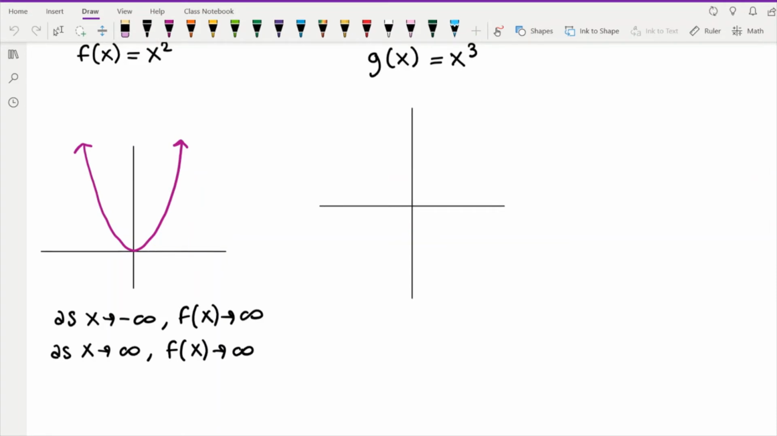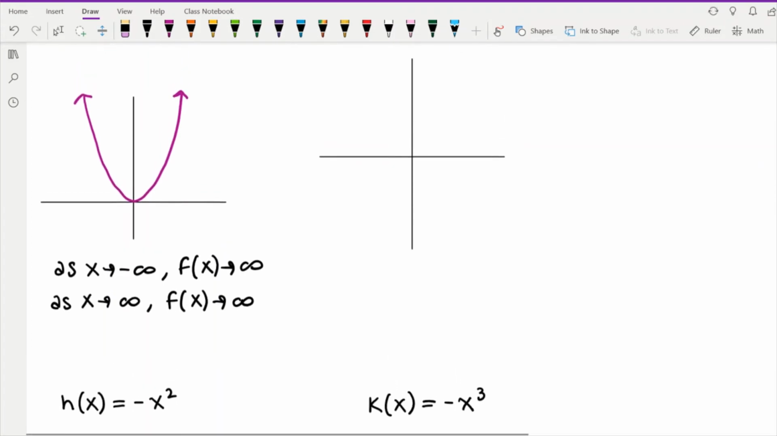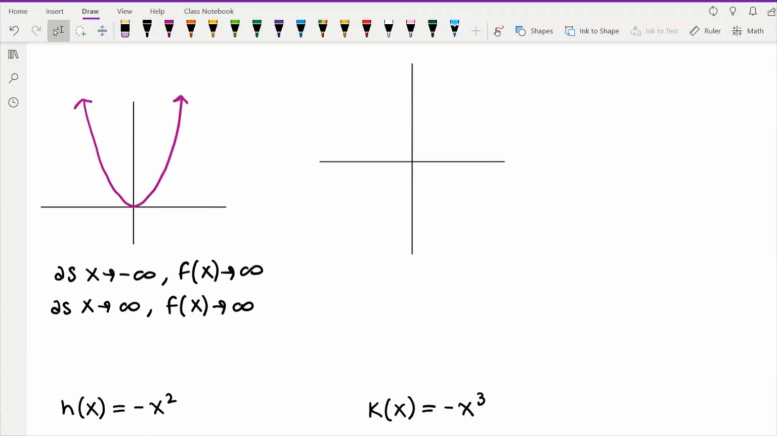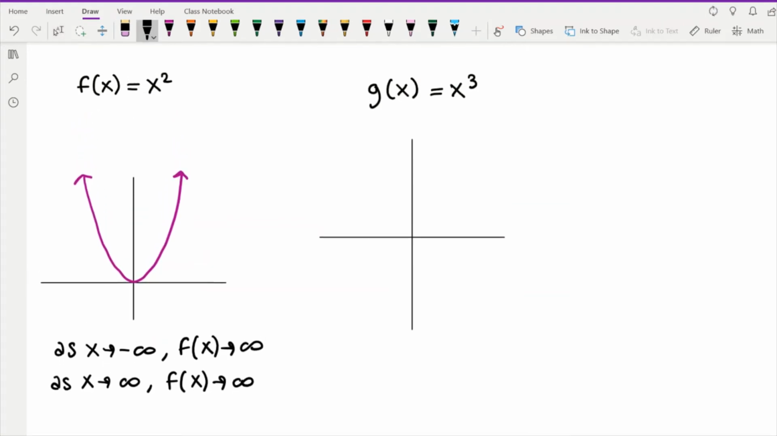So before we move on to the next one, I want to talk about why is that? Like, why is that the end behavior for this function? Well, it basically has to do with the fact that we are squaring it, right?